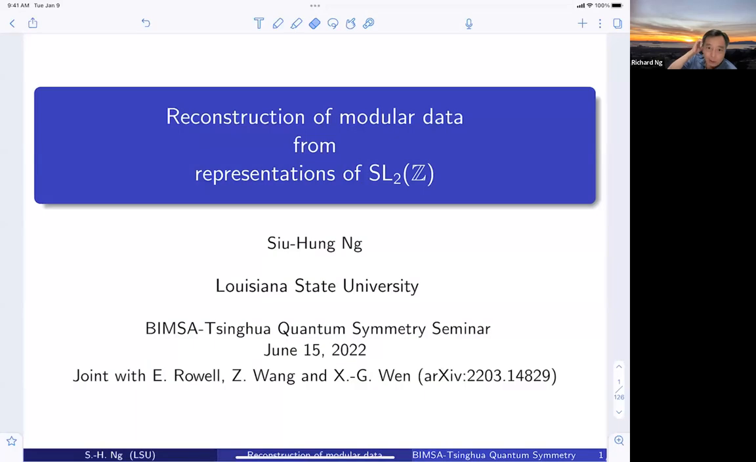So I would like to talk. What I would like to talk about is this reconstruction of modular data from the representation of SL2C. So maybe I spell out the background first, and then I can tell you what the rationale is. Probably it is clear from the title of the talk and also the paper.